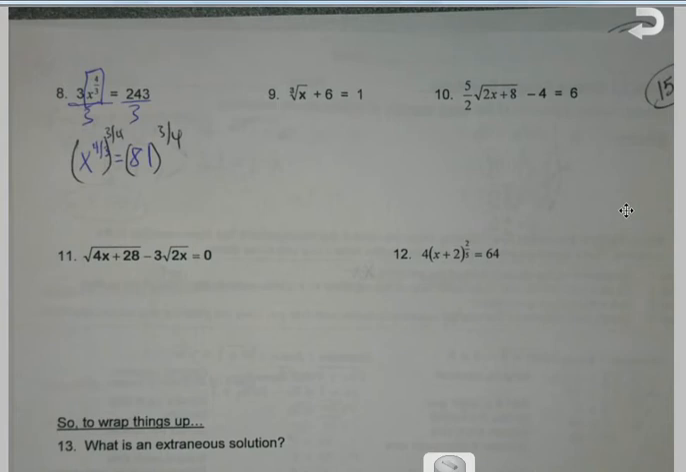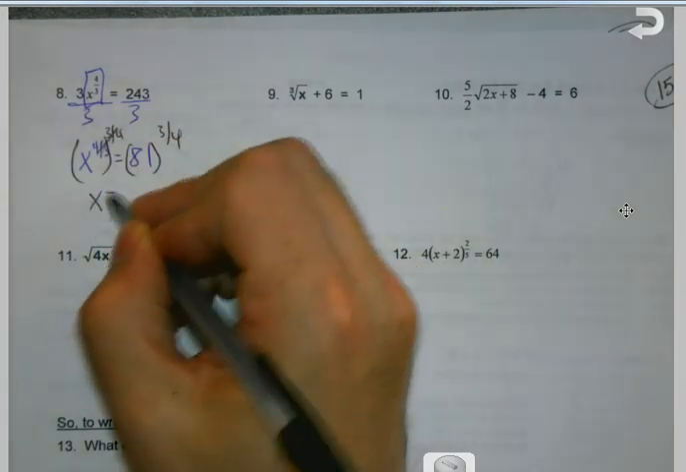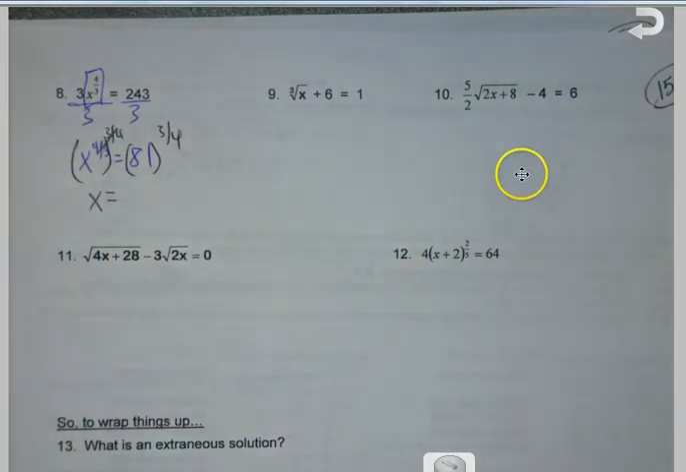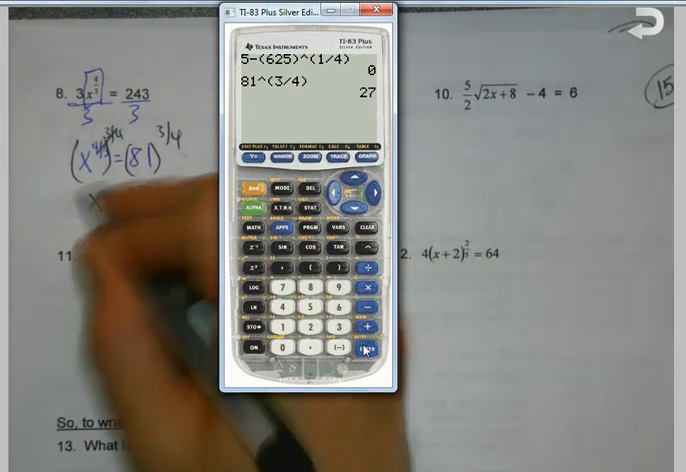So what I'm going to do here is I'm going to take it to the 3/4 power. And this is where having my calculator can come in handy if I don't want to play around here too much. 1 to the 3. And I can get my answer that way.